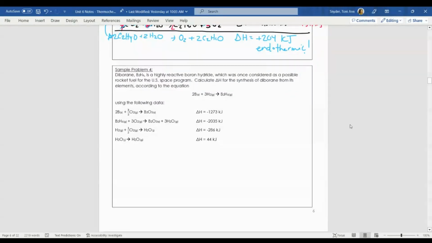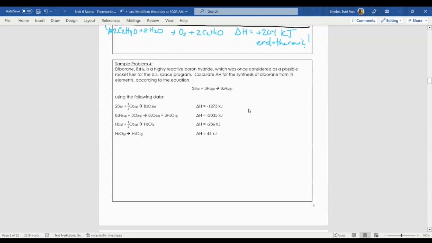So I have diborane, a highly reactive boron hydride, which is considered a rocket fuel. We want to know what the delta H is for this reaction right here. And I'm given 4 possible reactions, so yikes, okay? I like to try to identify something that's pretty easily recognizable.